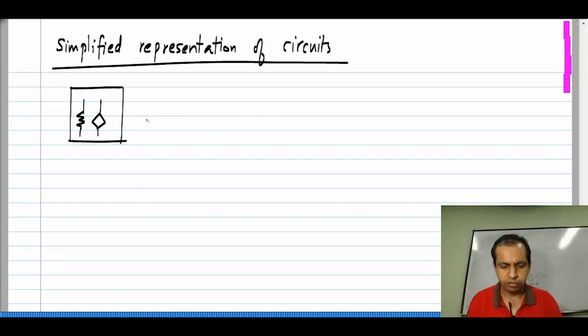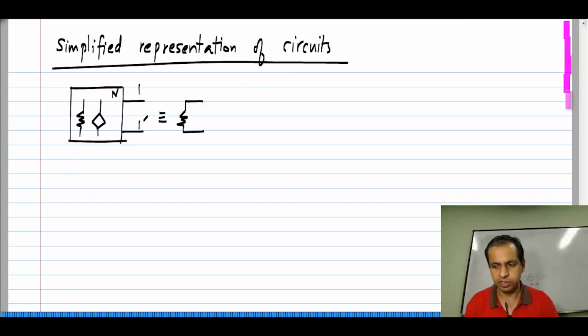If you have a network containing resistors and linear control sources and a pair of terminals is brought out, then at this pair of terminals, it is equivalent to a single resistance. The resistance could be positive or negative. If this network consists only of physical resistors, then this resistance will also be positive. Otherwise, if it also contains control sources, it could be negative.